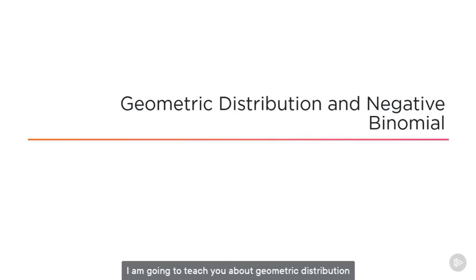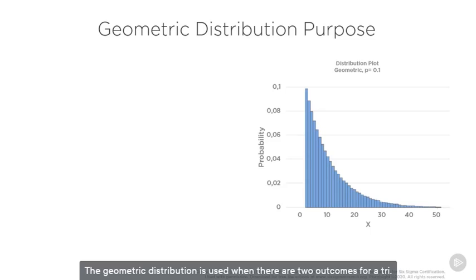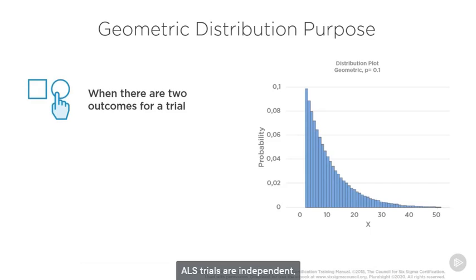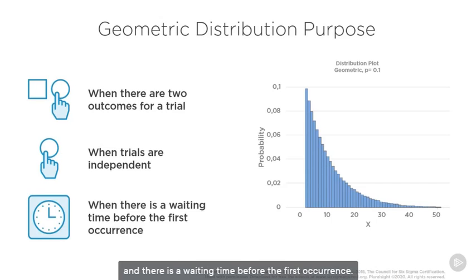In this video, I am going to teach you about geometric distribution and negative binomial distribution. The geometric distribution is used when there are two outcomes for a trial. Trials are independent, and there is a waiting time before the first occurrence. As with the binomial distribution, the outcome of each trial must be independent.